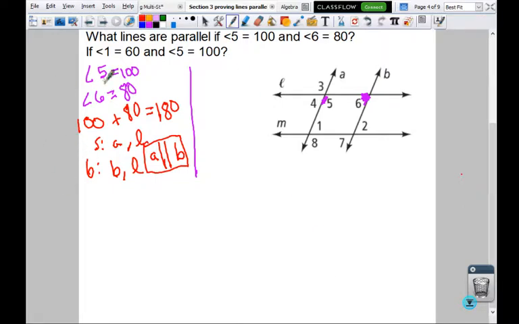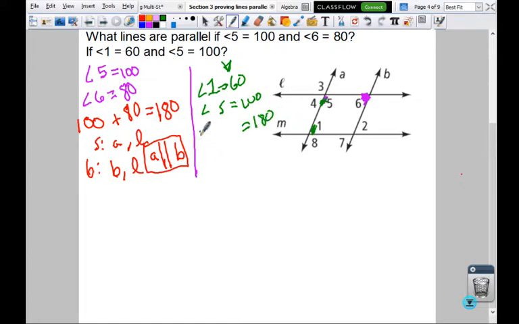All right, let's look at our second problem now. I want to know, if angle 1 equals 60 and angle 5 equals 100, what are my parallel lines? So angle 1 equals 60, I'm just writing it out. Angle 5 equals 100. So angle 1 is right here, angle 5 is right here. These are same side interior, right? Which means if they equal 180, I've got parallel lines somewhere.